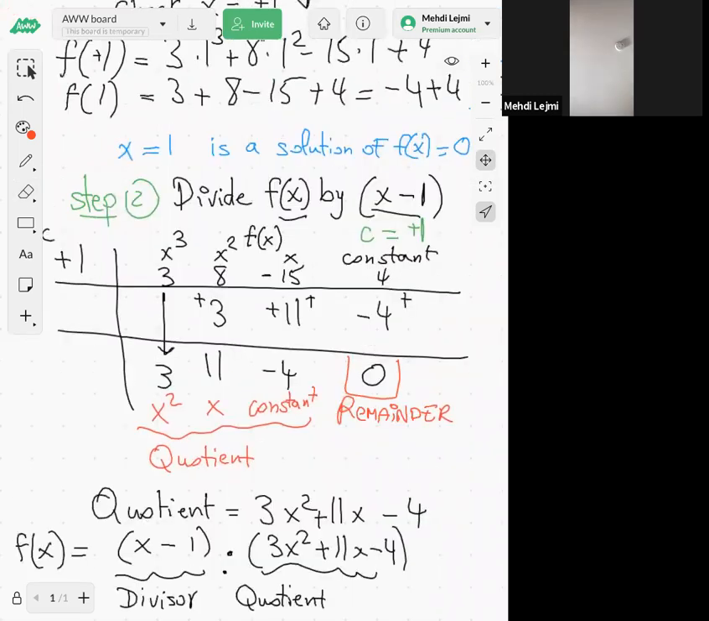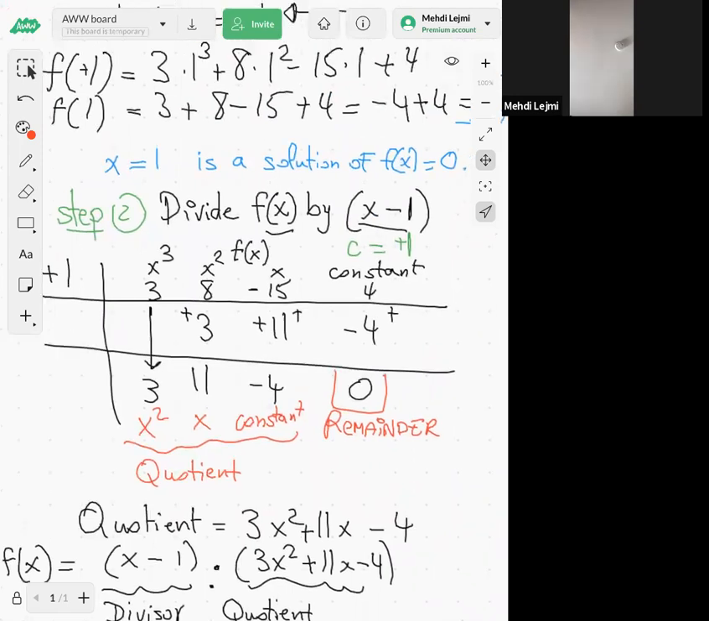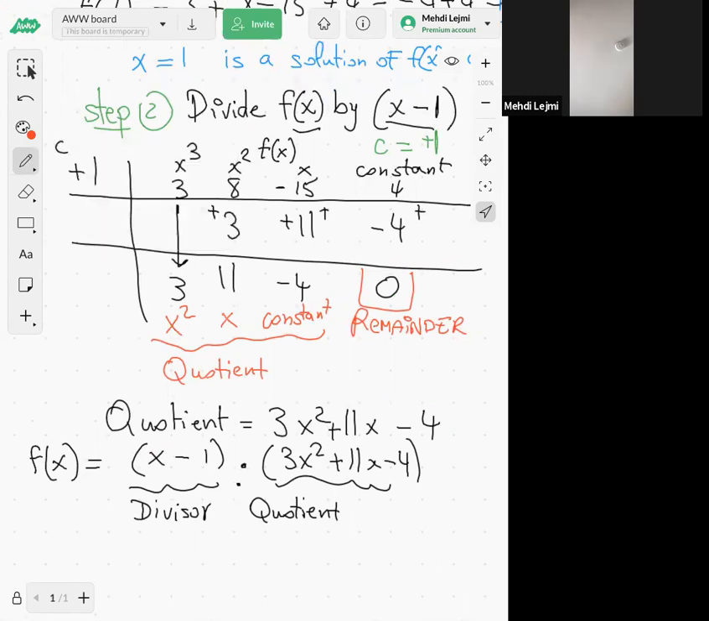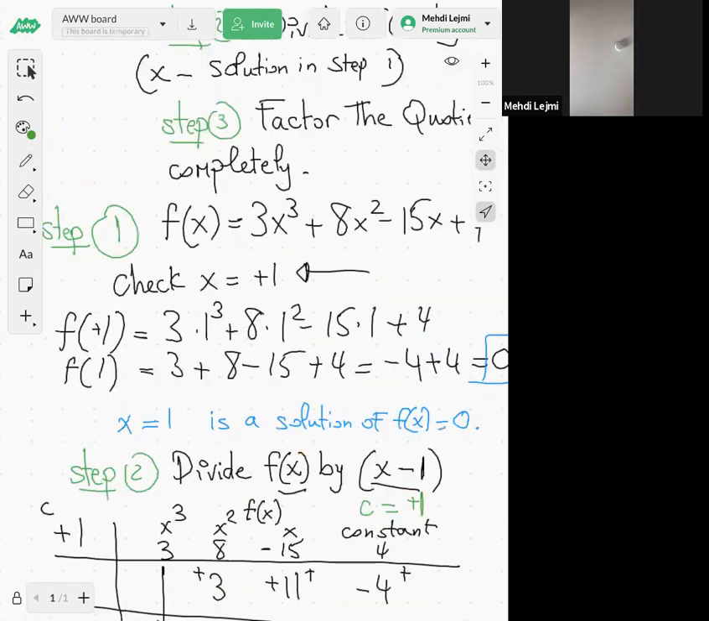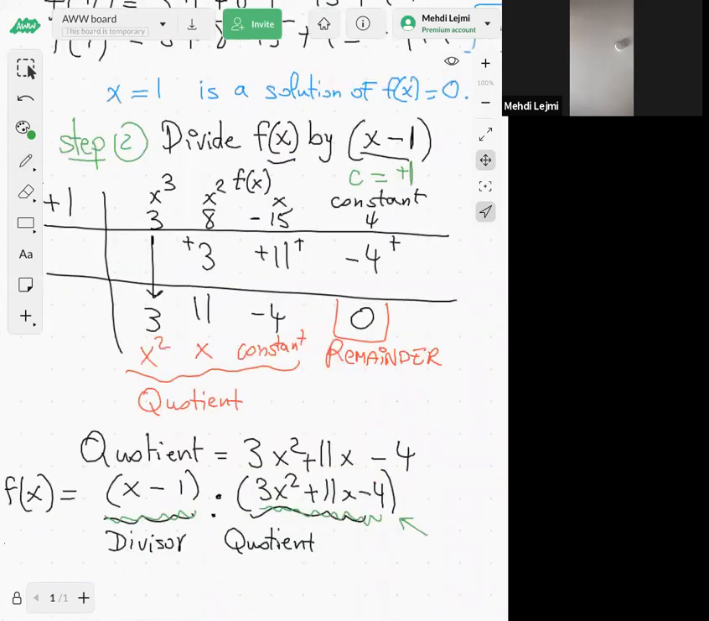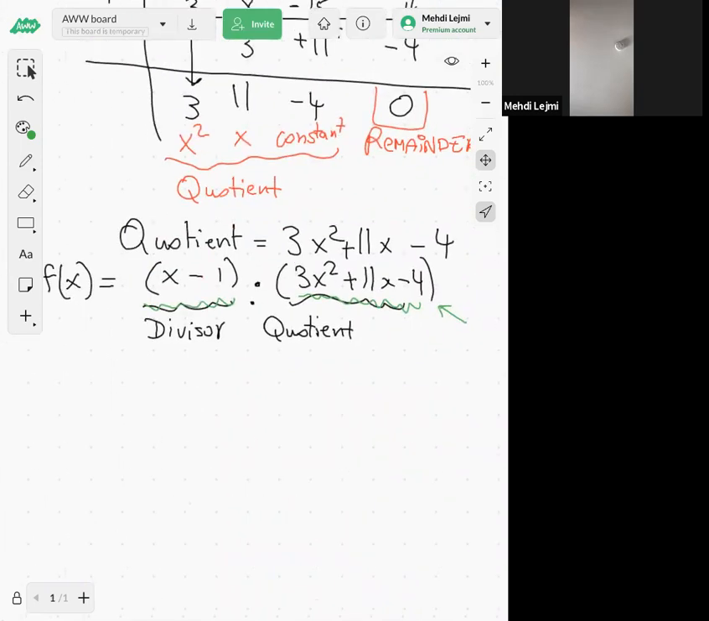So remember, guys, the goal here is to factor f of x completely, right? So here you can see, and this is step 2, I got a partial factorization of f of x, right? I got x minus 1, that will be my first factor, but then we need to factor the quotient, right? So that's step 3. In step 3, we have to factor the quotient, right? So how do we factor the quotient?